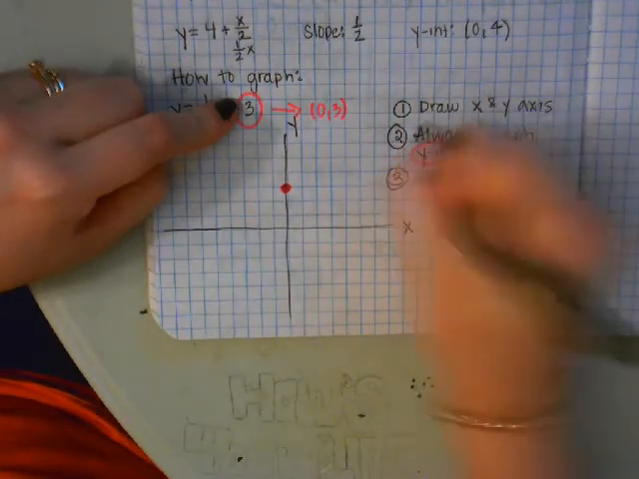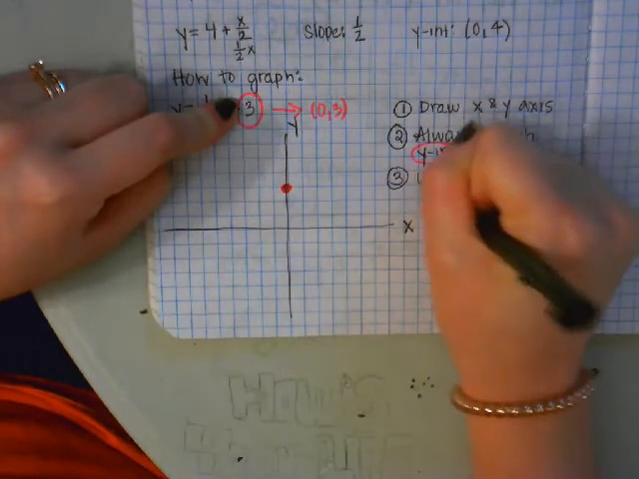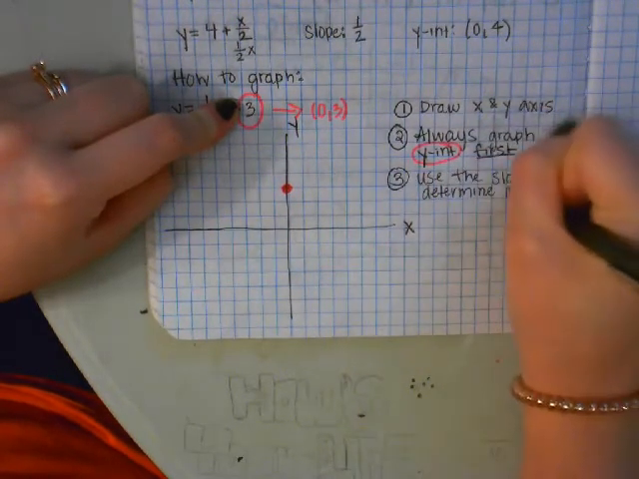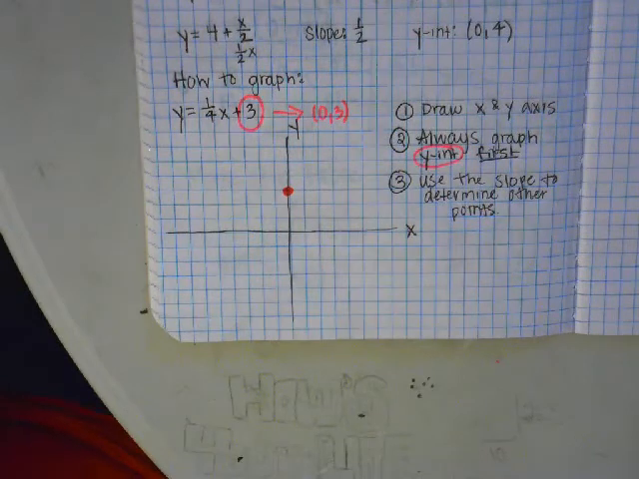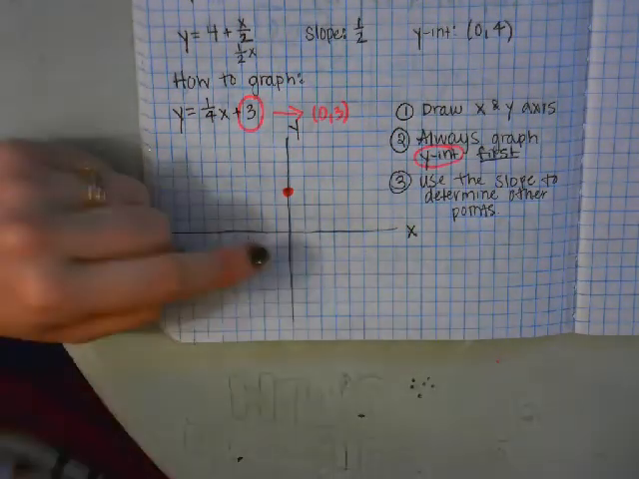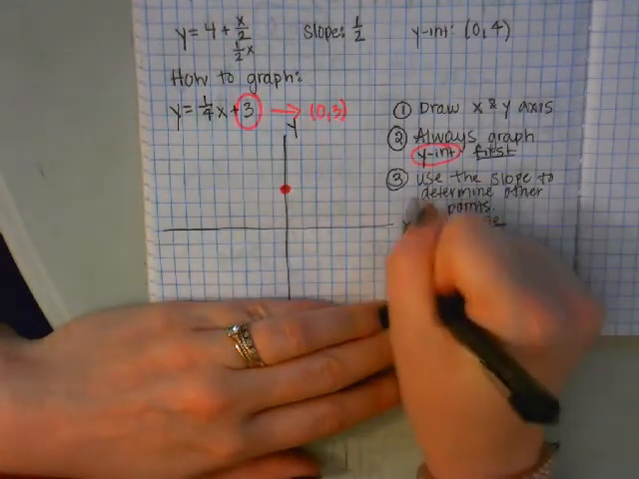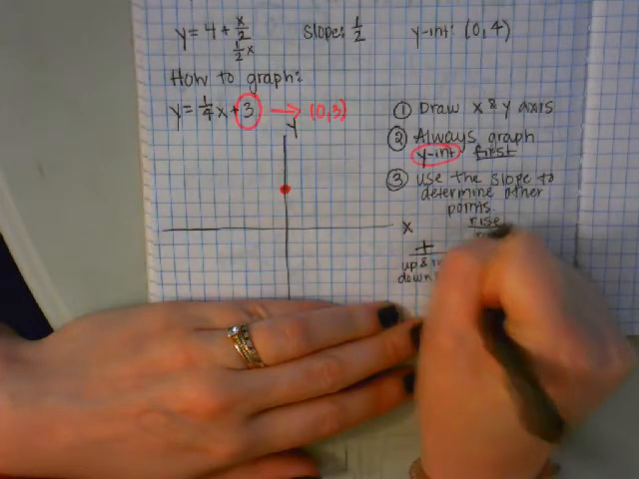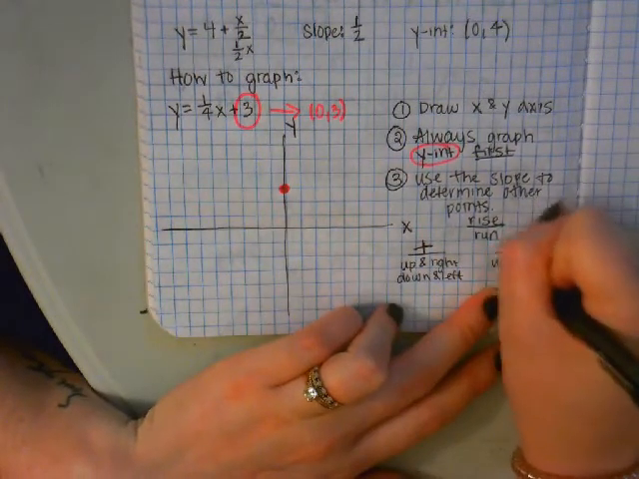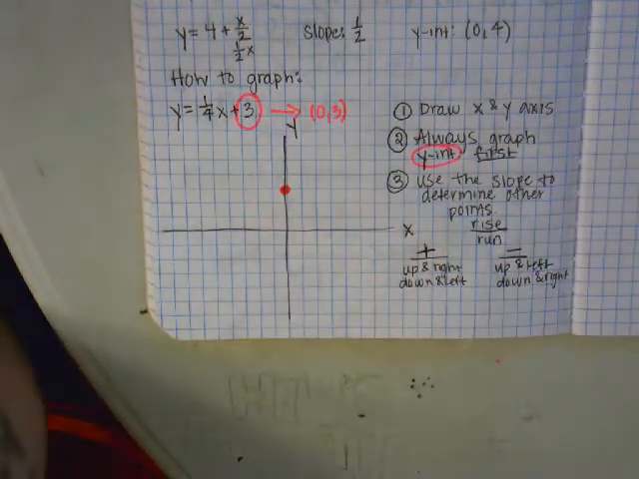Then we're going to use the slope to determine other points. All right, so our slope here is 1/4, and remember we have a rise and a run. For positive slopes, we can go up and right, or down and left. For negative slopes, up and left, or down and right. Right, because we need to make sure that this is a right hand up arrow.